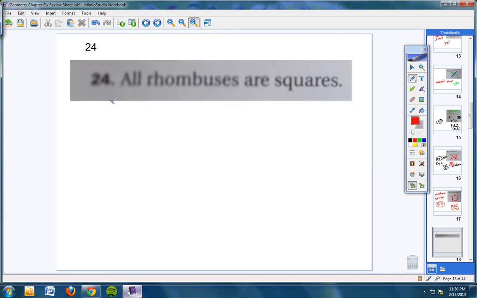Moving on to number 24. Tell whether the statement is true or false. All rhombuses, and I don't like that. It's really supposed to be rhombi. I'm old school, I guess. All rhombi are squares. No, that's not true. Here's a rhombus right here. Let me draw one for you, just for your pleasure and entertainment.